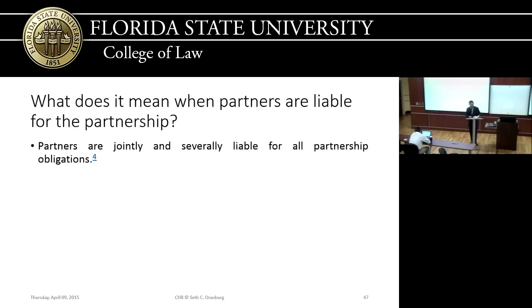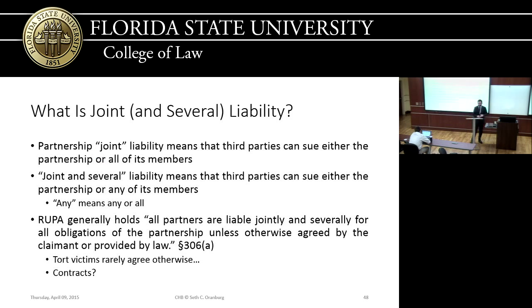The concept here is joint and several liability. This comes up in many legal contexts, but just to review briefly, joint and several liability means any or all, which means that a person can sue either the partnership or any partner or all of the partners or the partners and the partnership. And there is a certain procedure that has to be gone through in order to obtain a judgment. We'll talk about that a little bit later. Whereas joint means you could either sue all the members or the partnership. Now you can sue any or all.